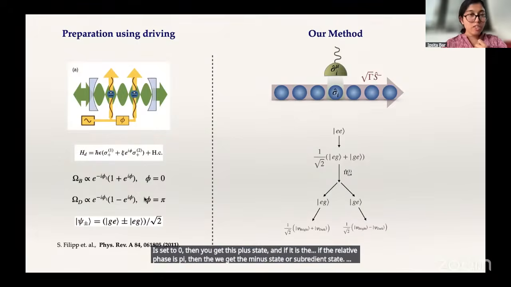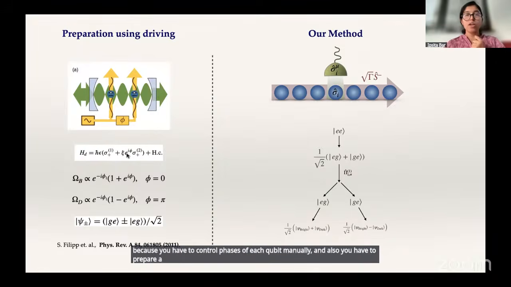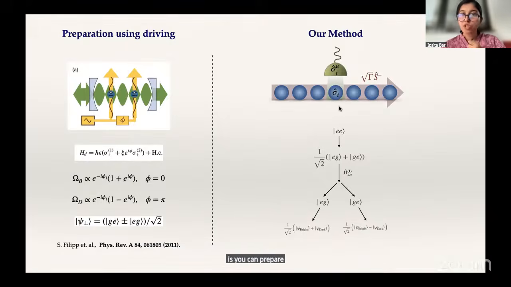But this method is very demanding, experimentally demanding for a many body array, because you have to control phases of each qubit manually, and also you have to prepare a structured drive like this. So what we propose is you can prepare subradiant state just by doing measurement on one qubit.